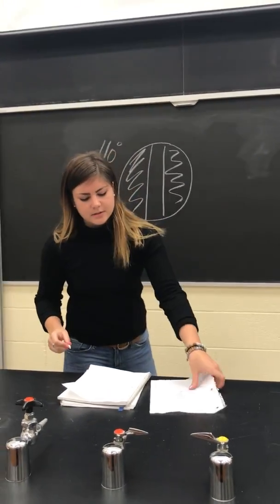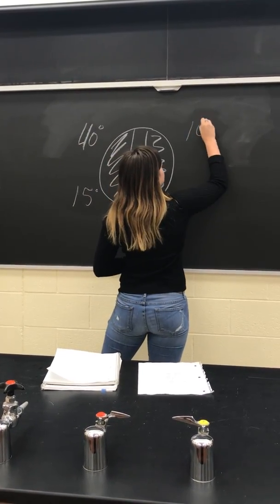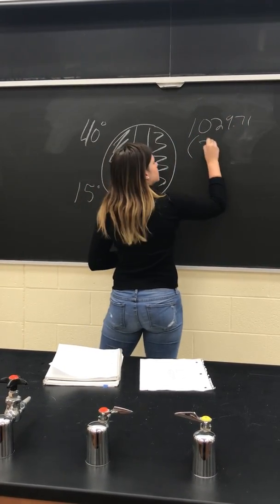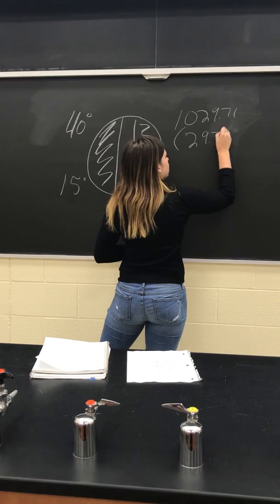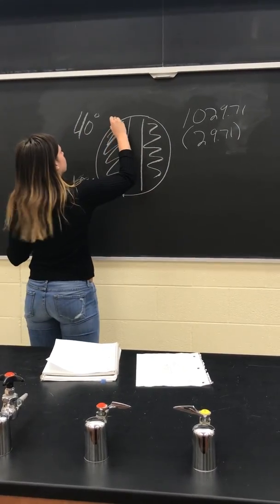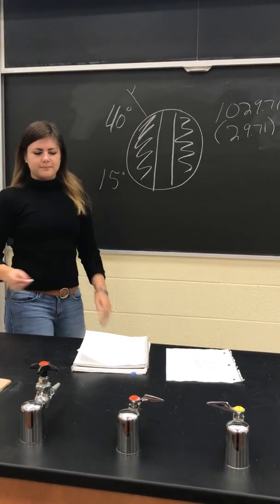And our pressure is at 1029.71, and it's shown as 29.71. And we have wind coming from the northwest at 5 miles per hour, and it's shown by that.